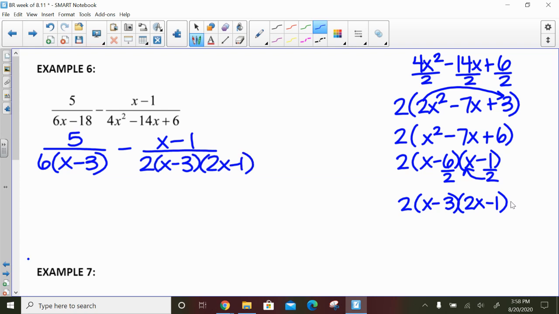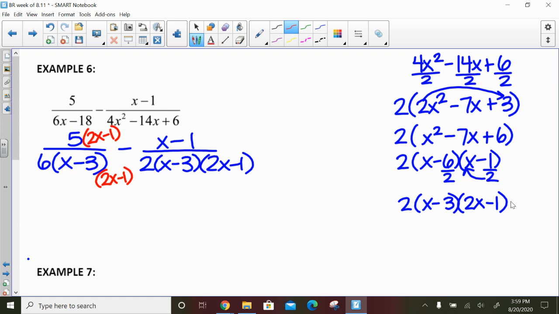All right, so trying to get a common denominator, what I'm going to do here is look at each side and see what I need on one side and what I need on the other side. I know I have x minus 3 already, but 2x minus 1, I need to get on the left side. So that's what I'm going to do first: multiply by this 2x minus 1 here and on top.